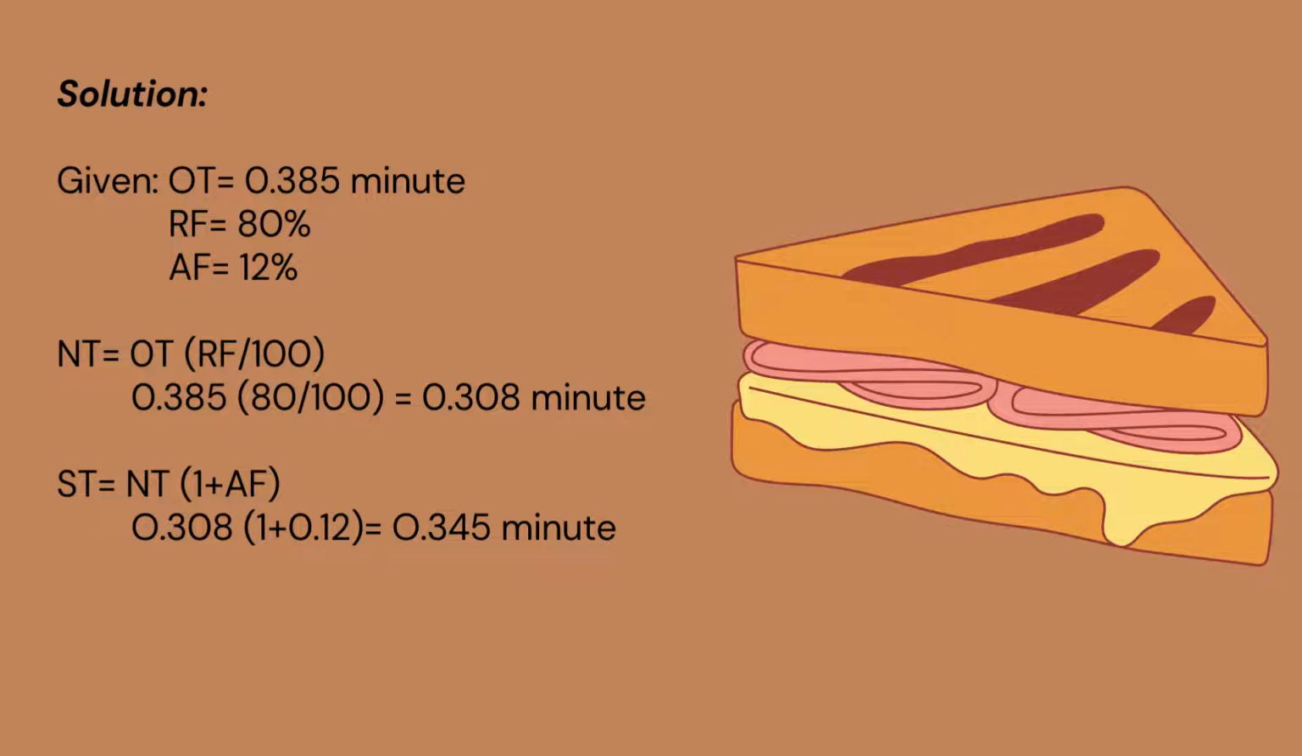So next, to solve for the standard time, again the formula requires case 1 since the mode of use of the allowance factor is valid. So this follows case 1 where the normal time is multiplied by 1 plus the allowance factor. So 0.308, which we obtained earlier, is multiplied by 1 plus 0.12, which is the AF, and will give us 0.345 minutes.